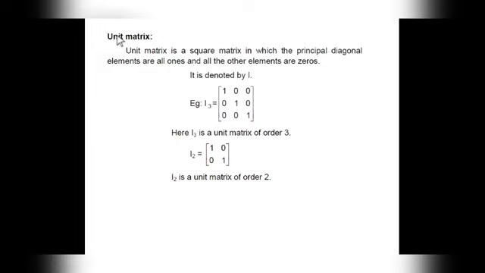The last type is unit matrix. Unit matrix is a square matrix in which the principal diagonal elements are all ones and all the other elements are zeros, and it is denoted by I. Here we have an example of an identity matrix or a unit matrix. In this matrix, all the elements are zeros, but the principal diagonal elements are all ones. Similarly, we have a matrix of order 2 by 2. This is also a unit matrix.